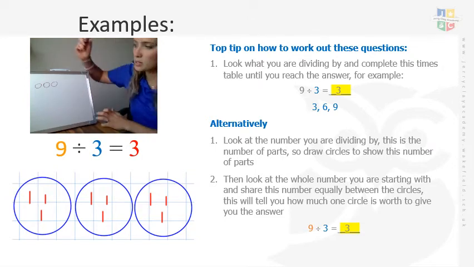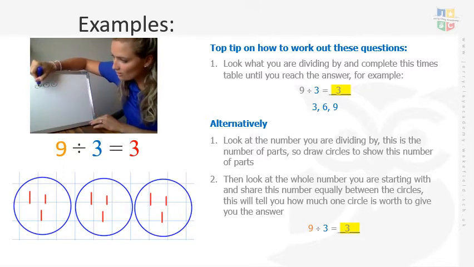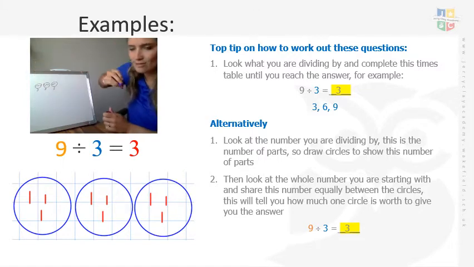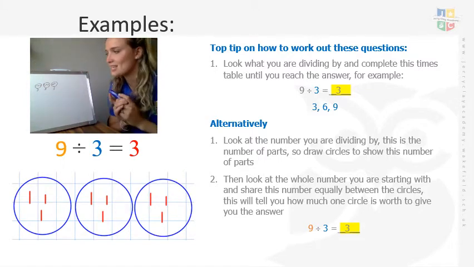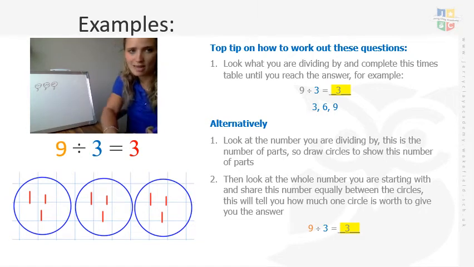So I'm going to share them out one at a time, going between them all. 1, 2, 3, 4, 5, 6, 7, 8, 9. And I can see that in each one there is 3. So I know that my answer is 3 because in each one there is 3. Because remember, when we're dividing, they need to be shared into equal groups or equal parts.